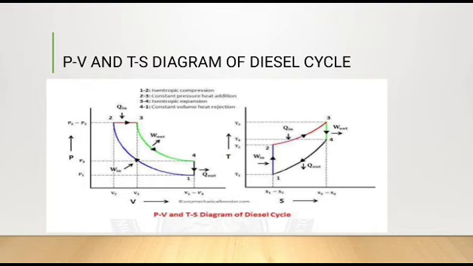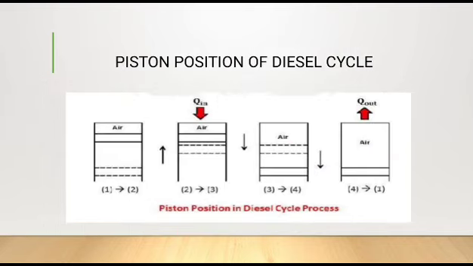The air then expands adiabatically to the condition P4, V4, T4 respectively corresponding to point 4. Finally, the air rejects the heat to the cold body at constant volume till point 1, where it returns to the original state. It is a piston position of diesel cycle.